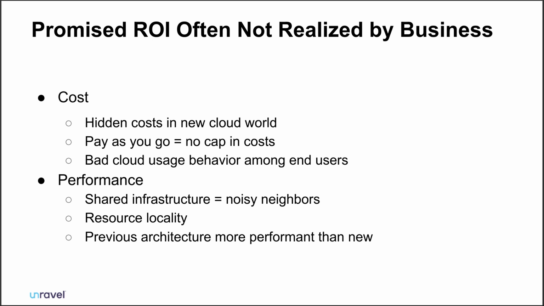And then performance: on shared infrastructure, you have noisy neighbors that can bump you off. Of course, you can pay for your own isolated servers, but that's more expensive. Resource locality: cloud servers are someplace, and there is a lag to get data and code running, depending on where the customer is. And so there's a lot of work around getting the localization right. And then the previous architecture may be more performant than the new. So kind of summing that up.